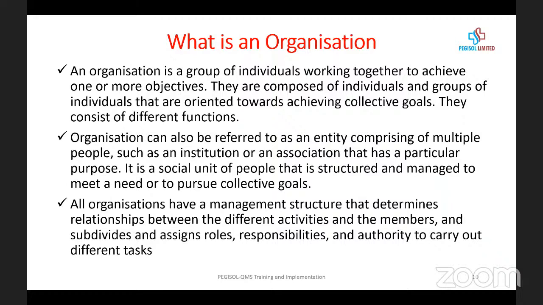First, an organization is a group of individuals that are working closely to achieve one or more objectives. Organizations are composed of individuals and groups of individuals that are oriented toward achieving a collective goal. So when people come together in an institution, in a project, in a program to achieve a collective goal, we can call that group of people an organization. They consist of different functions.